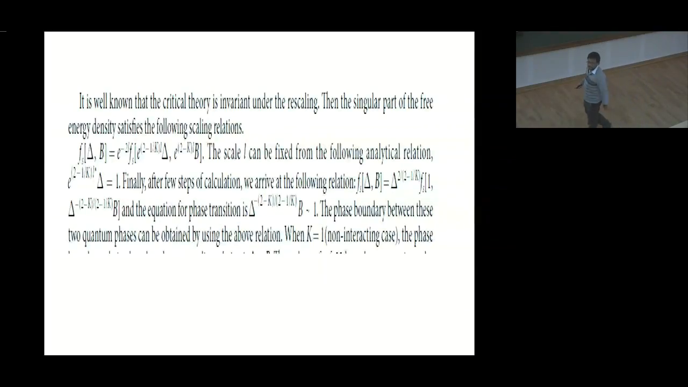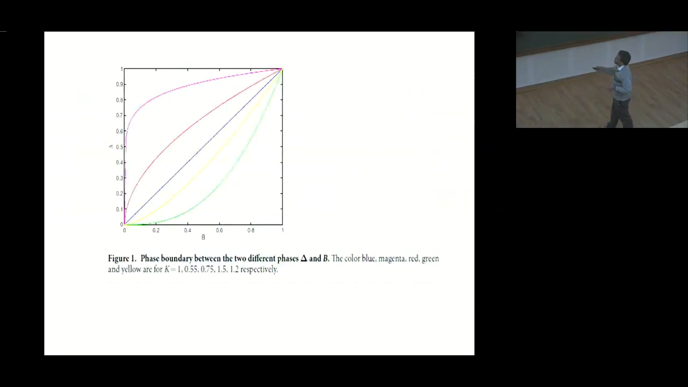Here K is the Luttinger liquid parameter. It's a single parameter theory. K equal to 1, the system is in the non-interacting state. K less than 1, the system is in the repulsive state. If K is much less than 1, the system is in the more repulsive state. And when K is greater than 1, the system is in the attractive state. And this is the Majorana-Ising transition.